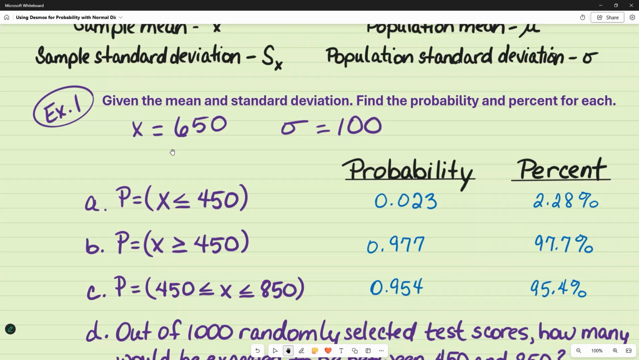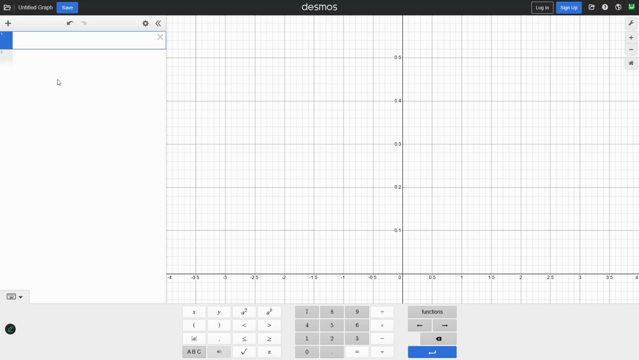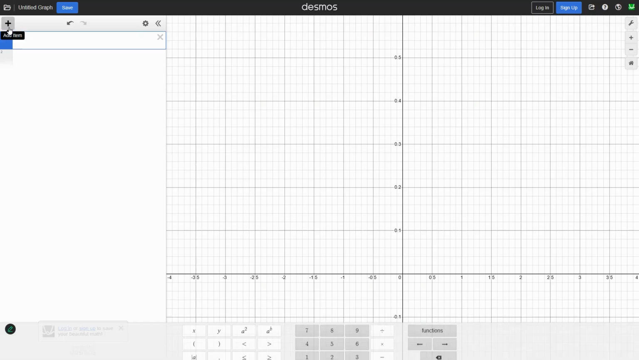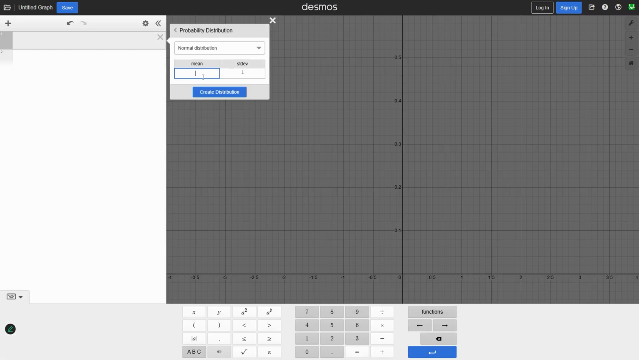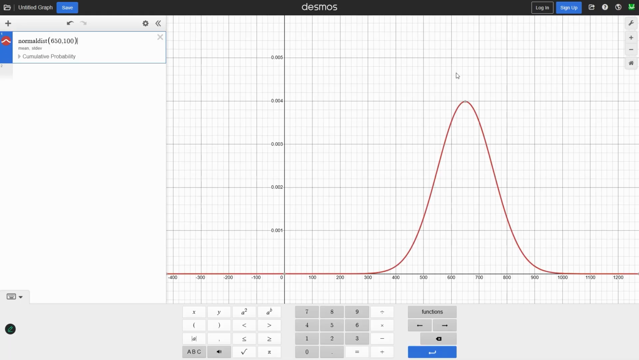Once you go to Desmos, there's two ways that you can do it. The first way is clicking this plus sign and then go to inference, probability distribution. And if you know your mean, go ahead and type it in. We knew that our mean was 650 and your standard deviation that was given was 100. Now create distribution. You're going to see the graph of the bell curve, but you also have to continue by pressing this button, cumulative probability.